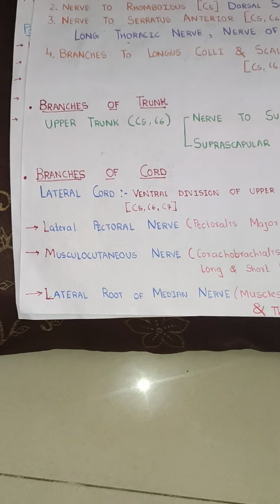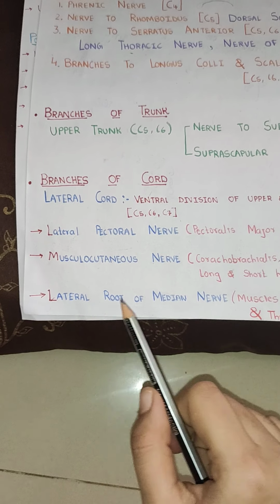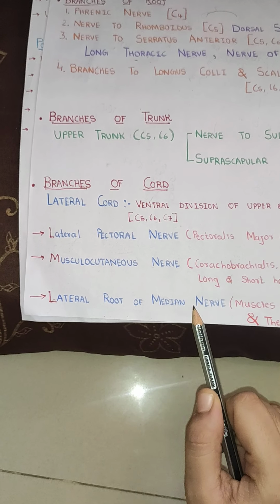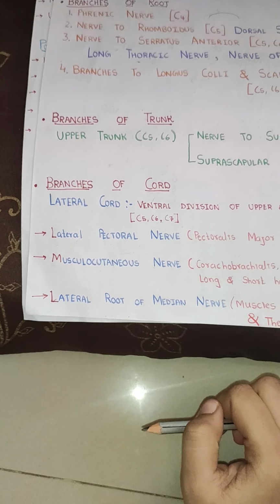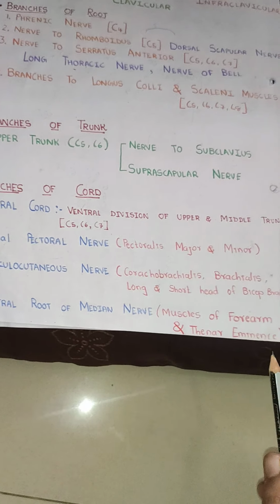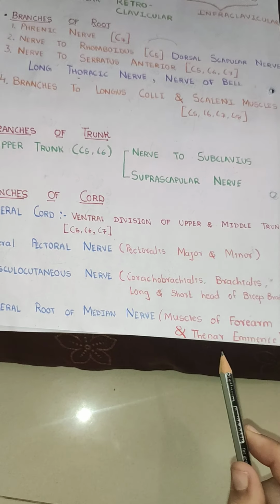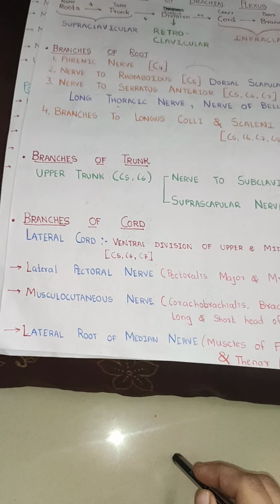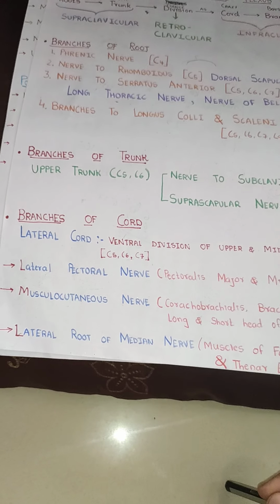Other is lateral root of median nerve. It combines with medial root of median nerve to form the median nerve. And median nerve supplies the muscles of forearm and thenar eminence. All these will have the root value C5, C6, C7.